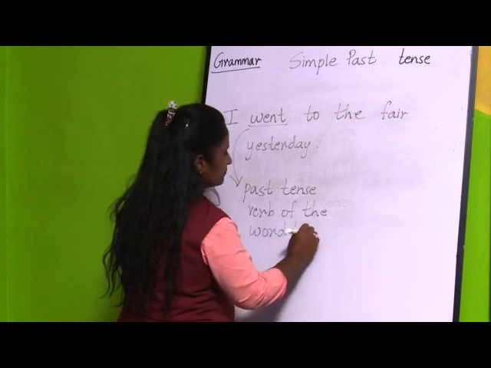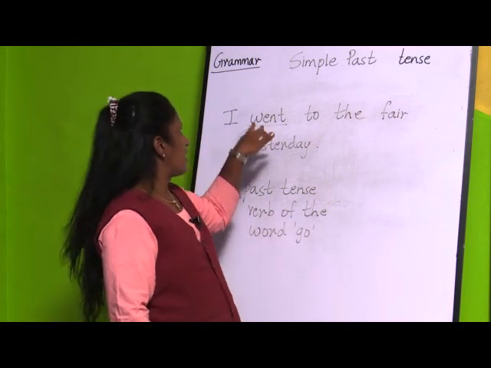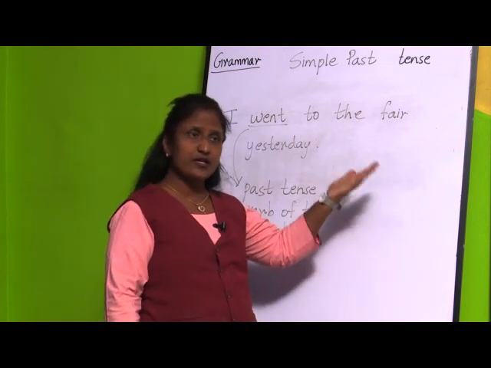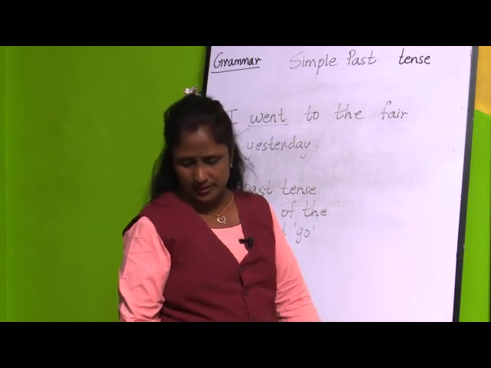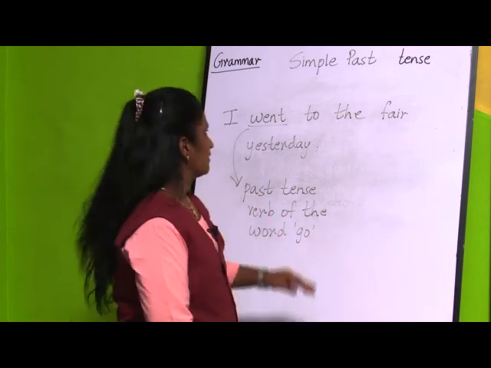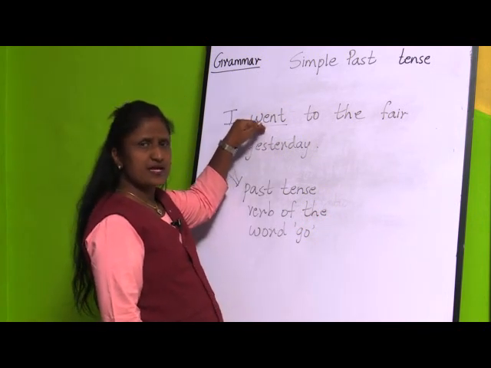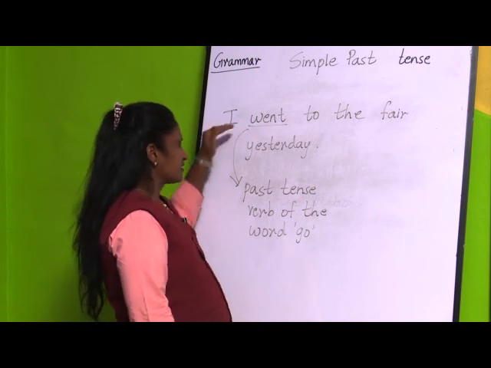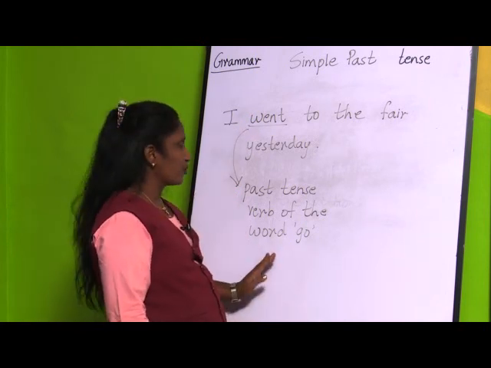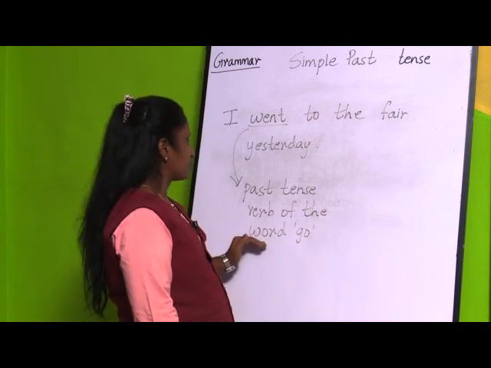Okay, this is the word go, went. Go is in the present tense and went is in the past tense, and will go will be in the future tense. The other thing we have to remember is that went is the word in the past tense, and it comes from the original verb, or we can say from the present tense, that word is go.